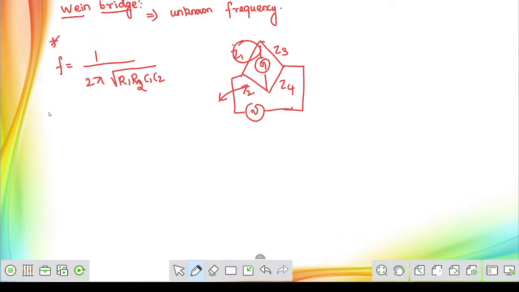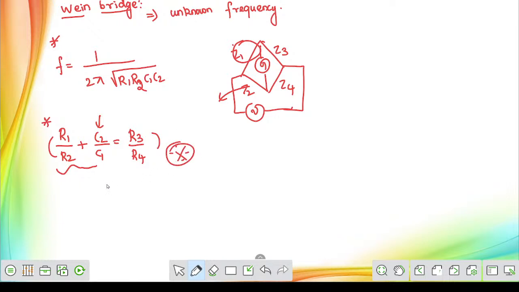Under balanced bridge condition, one more thing will be satisfied. That is, if you take the ratio R1 by R2 and add the ratio of the capacitances C2 by C1, this total value will be equal to the ratio of R3 by R4. From here also, one more question will be framed. Under balanced condition, this ratio condition also will be satisfied. Hope you understand, sir. That's it.